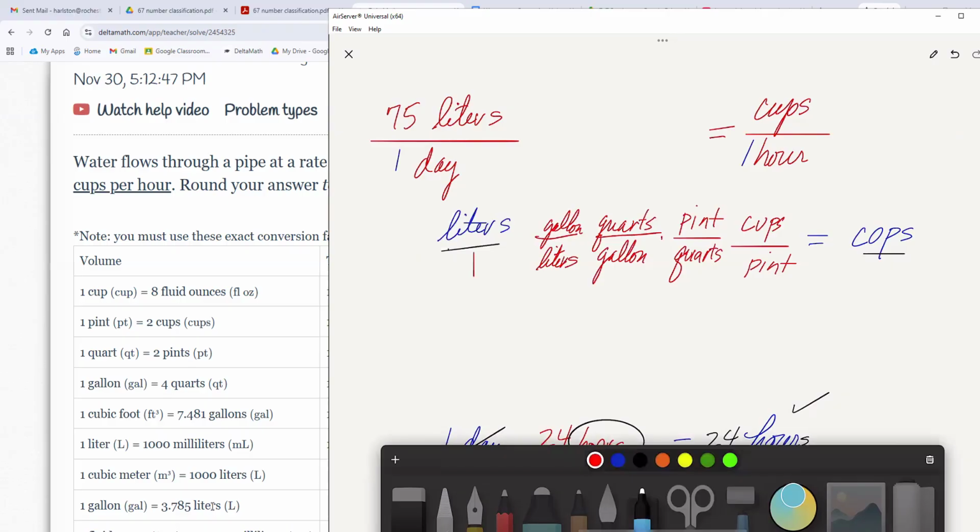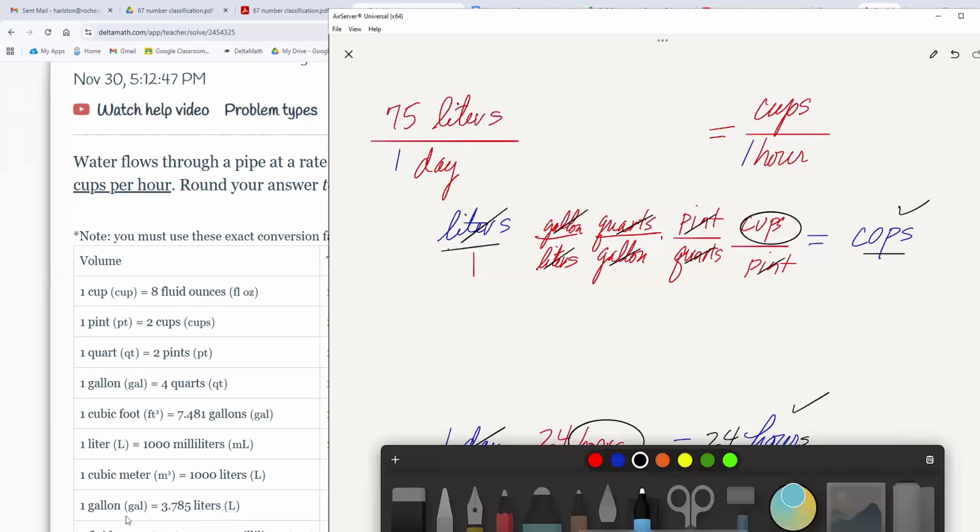I haven't even put the numbers in because the numbers matter, but they really don't matter. You need to focus on the units. So what I'm going to do is eliminate any unit that's on the top and the bottom. I can eliminate liters, gallons, quarts, pints, and I'm left with cups, which is what I want. I want to convert from liters to cups.